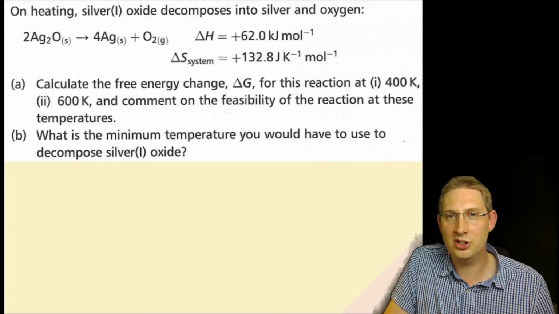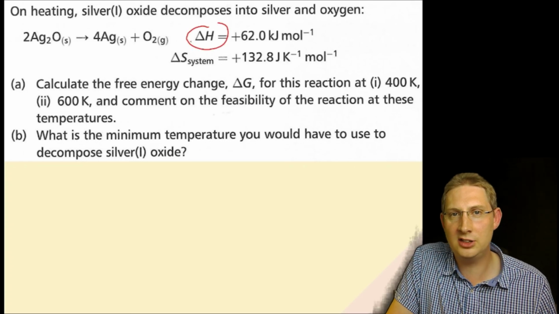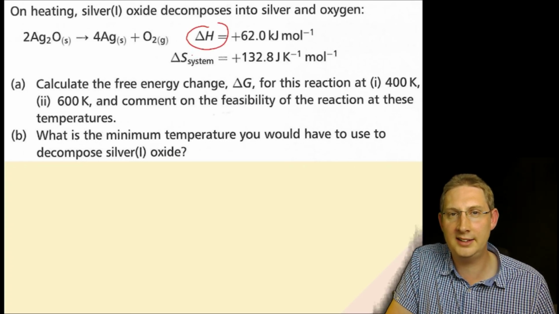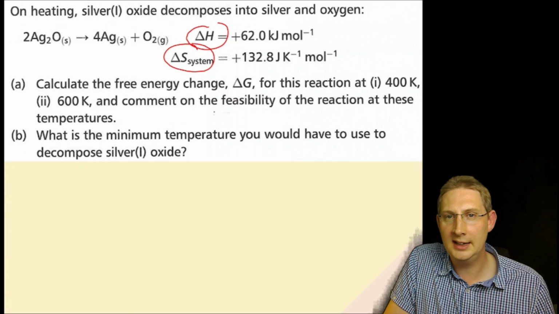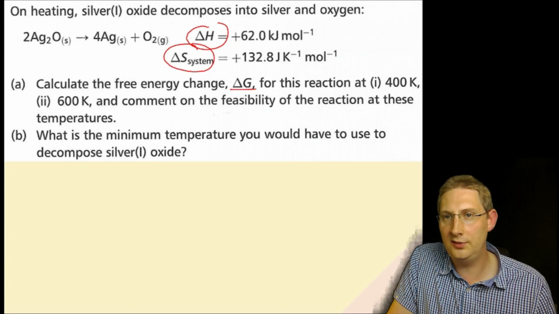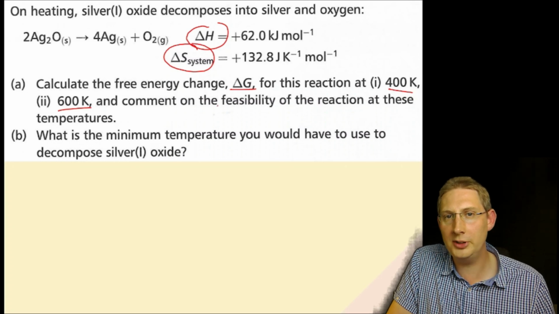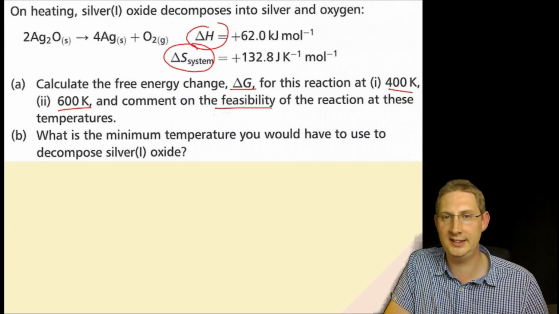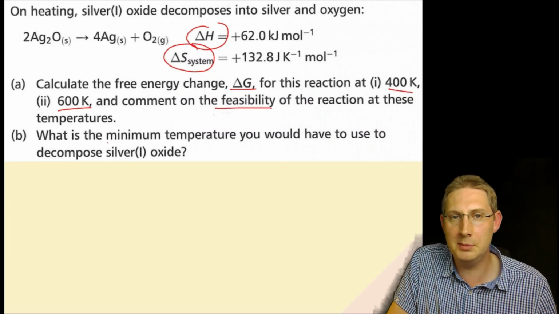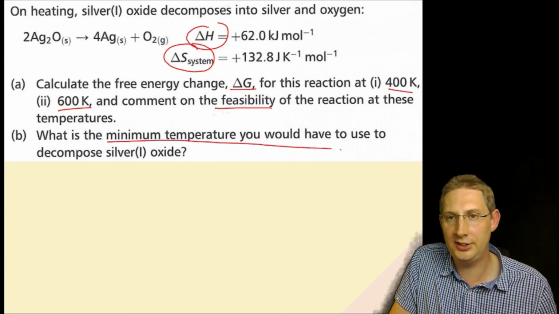Two questions for you to go and have a think about, and then I'll flash the answers up. You've got a reaction here. You're given the deltaH for the system. You're given the deltaS system. Calculate deltaG at 400 Kelvin and at 600 Kelvin. Comment on the feasibility of the reaction at these temperatures. What is the minimum temperature you would have to use?